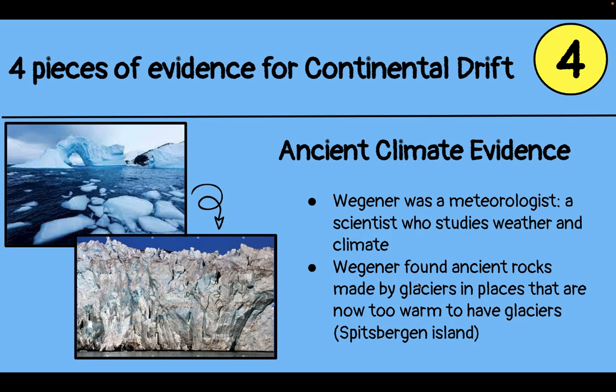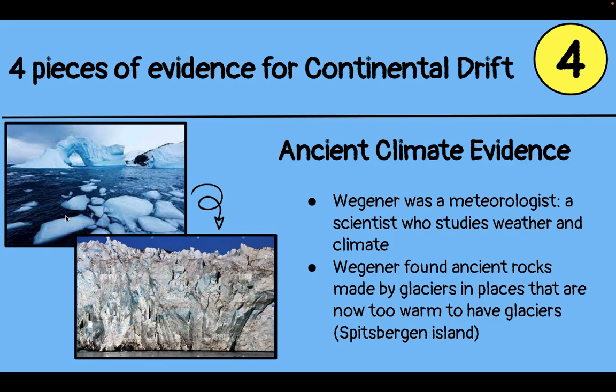Wagner found ancient rocks made by glaciers in places that are now too warm to have glaciers. So in Spitsbergen Island, if you look here, these are glaciers. So this could have been once upon a time in Spitsbergen. It's not, I just found a picture of glaciers. But this is a picture of Spitsbergen Island where the rocks are clearly broken apart, and that would be by glaciers that aren't there anymore.